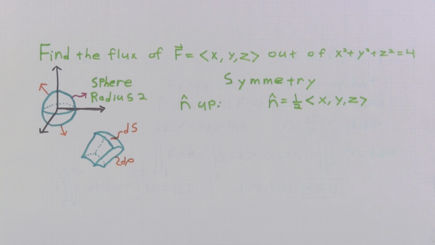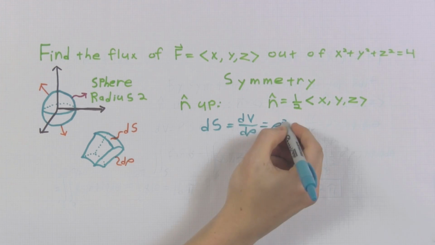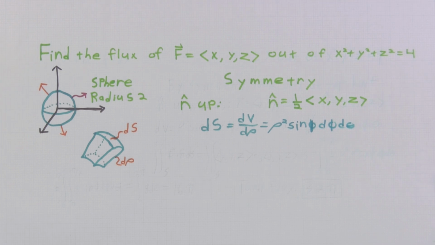We already know that this differential element of volume has volume rho squared sine phi d rho d phi d theta. We also know that the volume of a cube is the surface area of the base times the height. So if we want to find the surface area of the base, or ds, we can take dV divided by d rho. That means that ds is equal to rho squared sine phi d phi d theta.